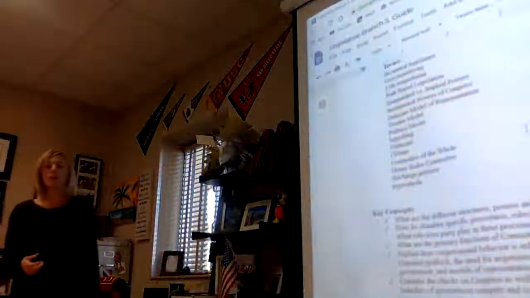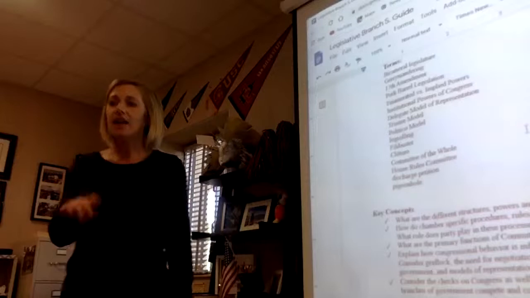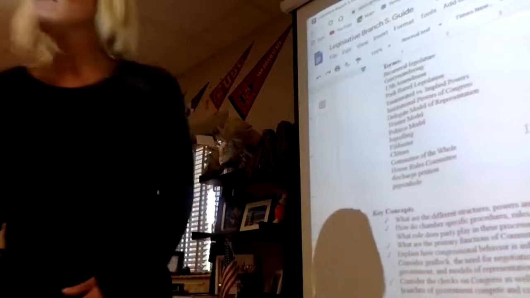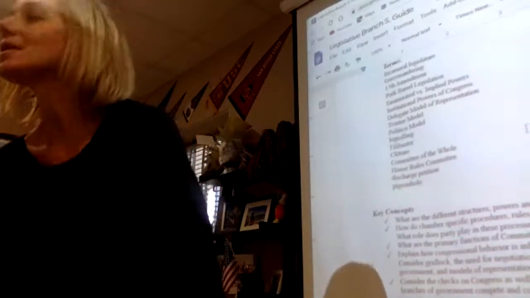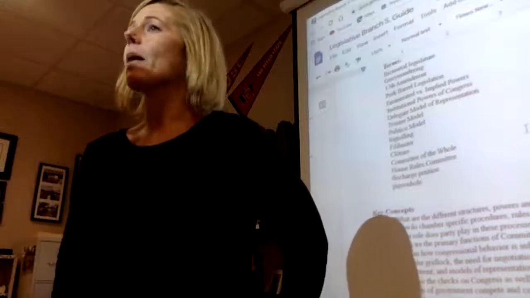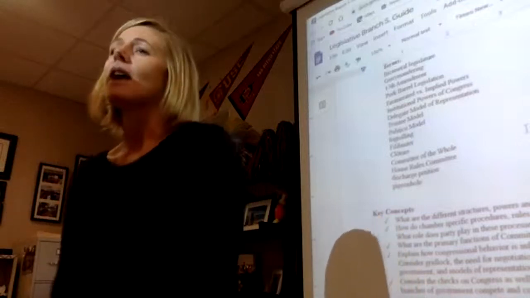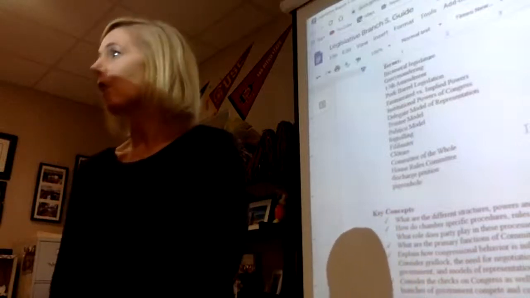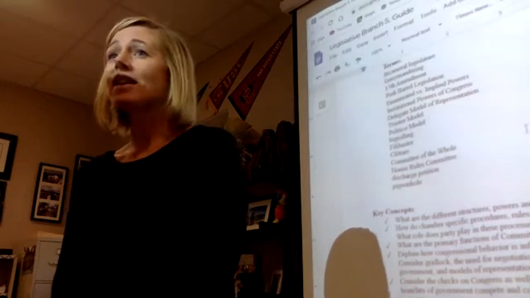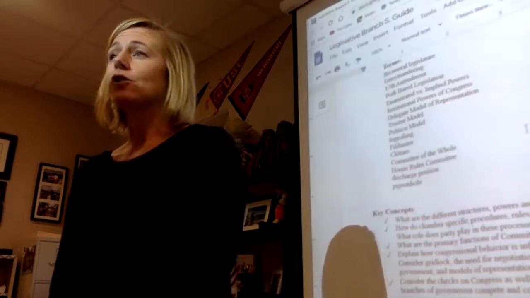This is where filibustering takes place. The Senate only can filibuster. A filibuster is a prolonged speech or series of speeches about anything you want, and the intention is to delay a vote. In order to end a filibuster, you have to vote.